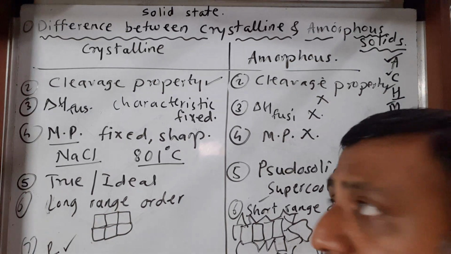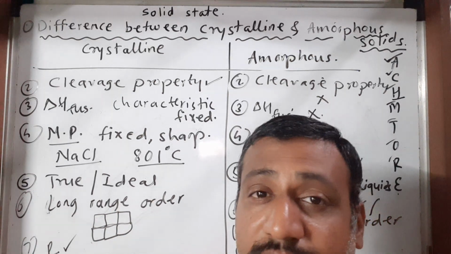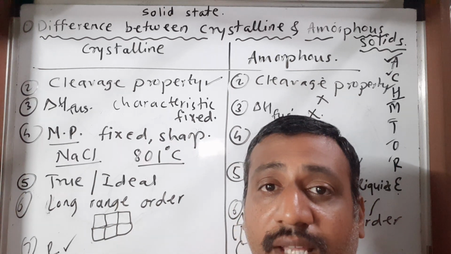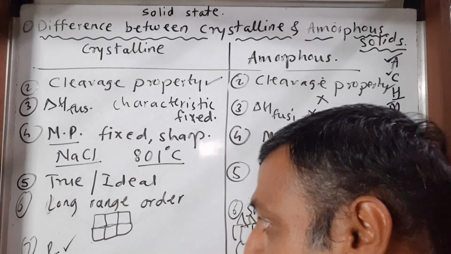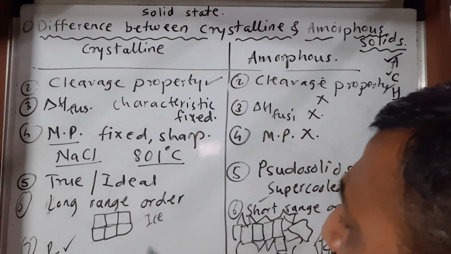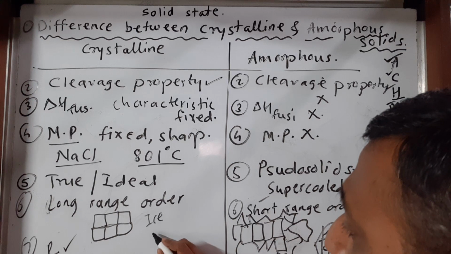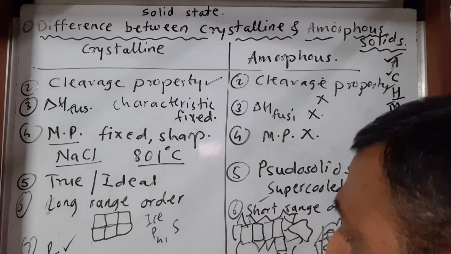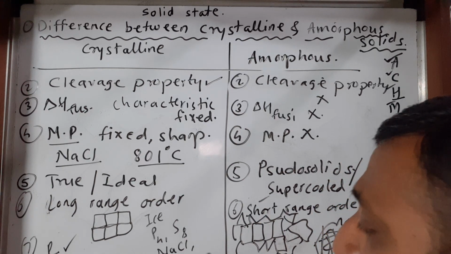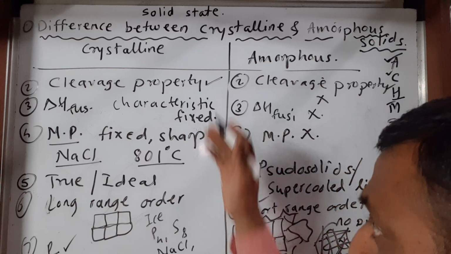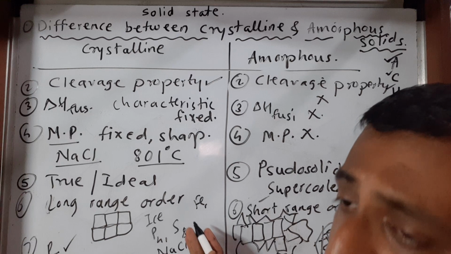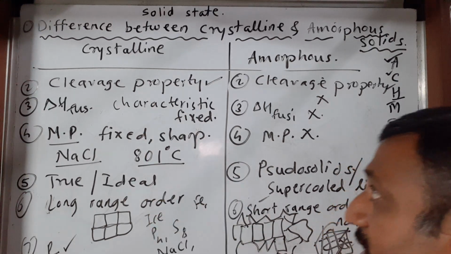I'll tell the types of crystalline solids in the next lecture: molecular solid, metallic solid, ionic solid, and covalent solid. That discussion will be there. But here, crystalline solid examples are ice, a molecular solid, and for covalent solids, phosphorus and sulphur in the solid state. Common salt, NaCl, NaBr, KNO3, KCl are all examples of crystalline solids. Metals like iron, copper, zinc, aluminium, and alloys are also examples of crystalline solids.